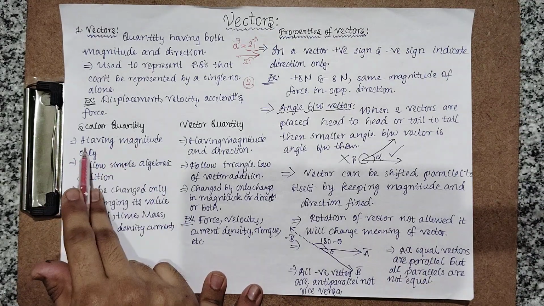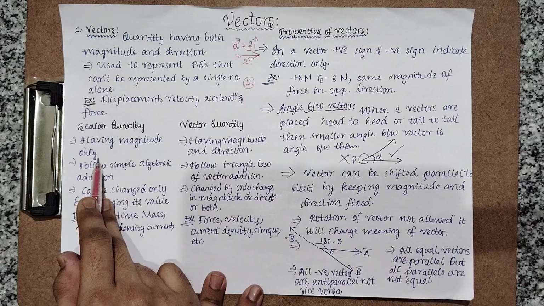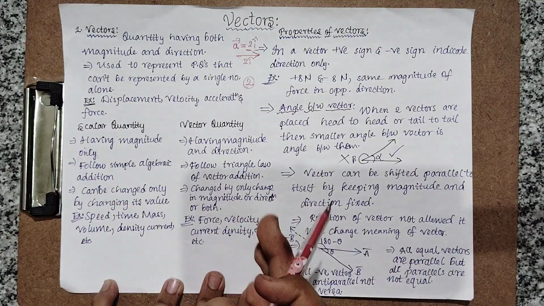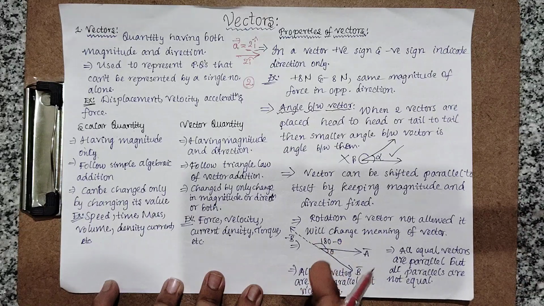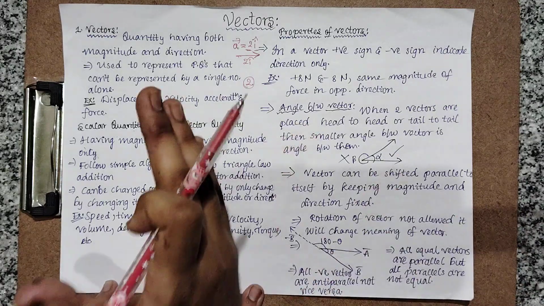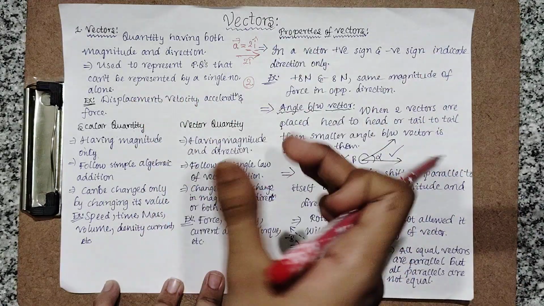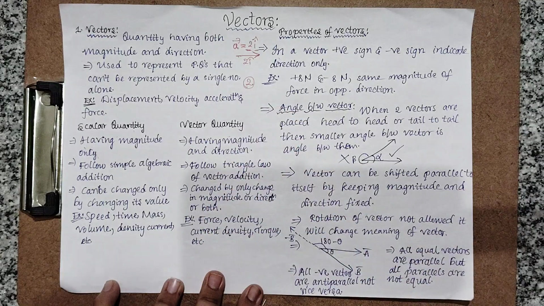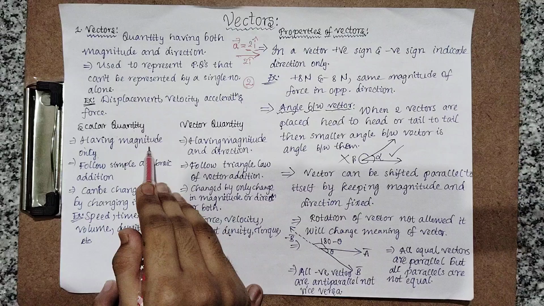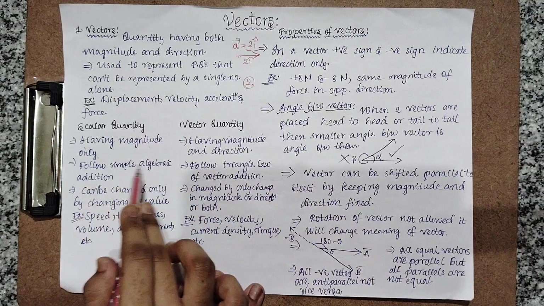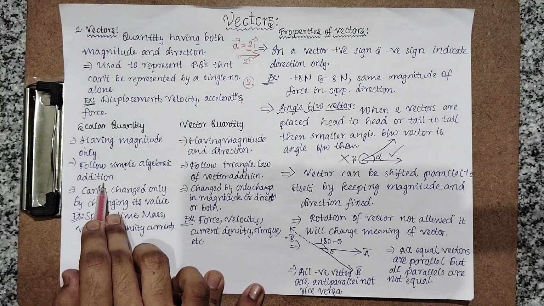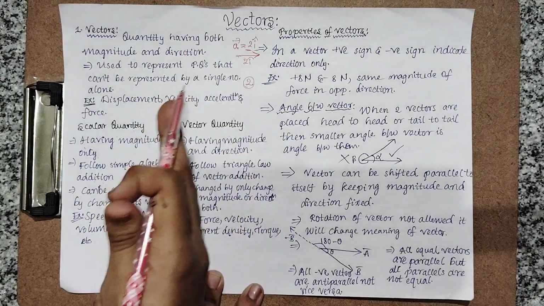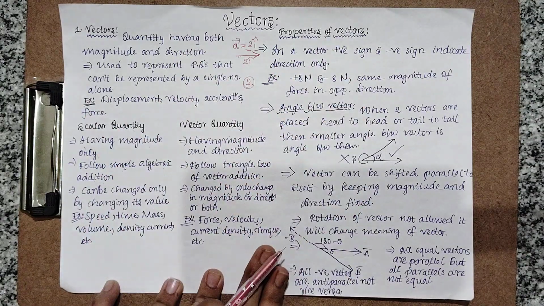Scalar quantity is the one which has only magnitude. For example, let us say I have mangoes of 4 kg. Here we say it simply by a number, that is 4 kg. It doesn't have any specific direction. Such a quantity is said to be a scalar quantity. It has only magnitude and it follows simple algebraic addition. It means we can add them simply. For example, 2 kg plus 4 kg, which is equal to 6 kg.